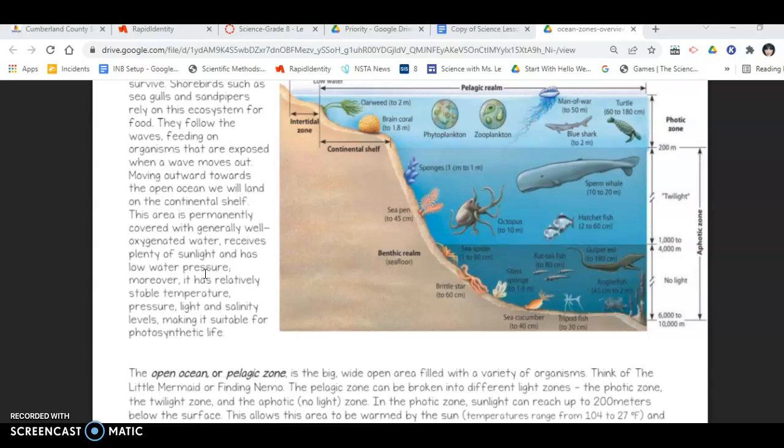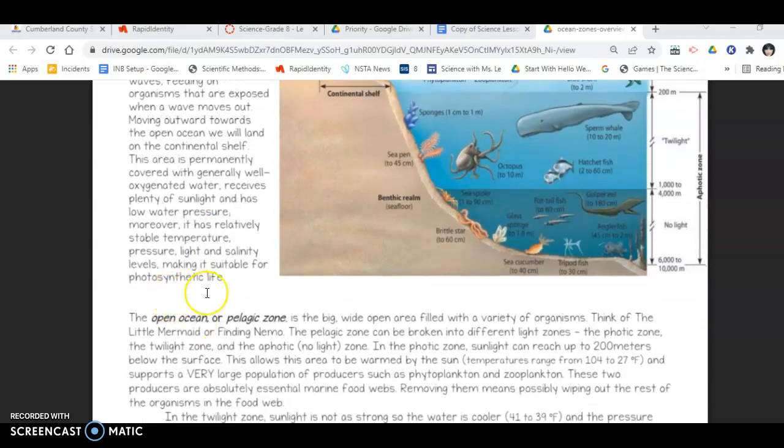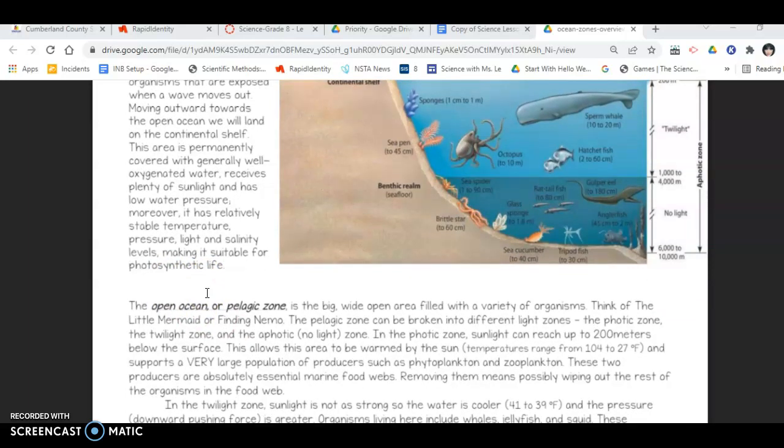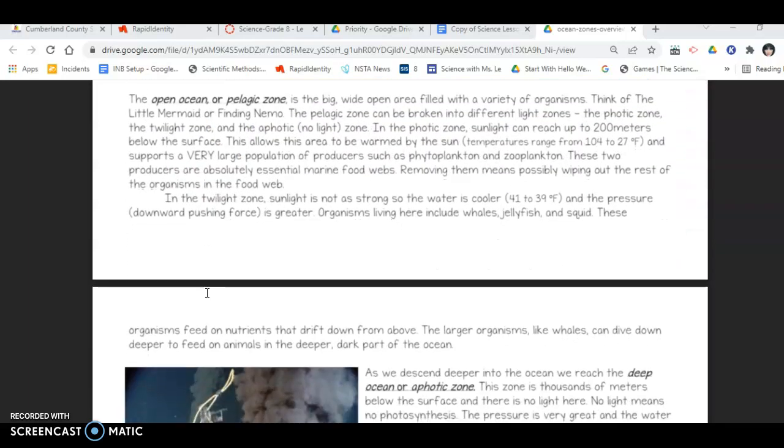And so anything that lives in that intertidal zone must be able to withstand, sometimes when there's high tide, sometimes when there's less water or low tide, the changes in temperature, because sometimes it is very hot because it gets lots of sunlight. It is very low pressure, so organisms are not going to have to worry about too much pressure there. So it's a relatively stable environment, stable temperature. The levels make it suitable for photosynthetic life. Photosynthetic, we're talking about those plants that have to photosynthesize. That's all that means, okay?